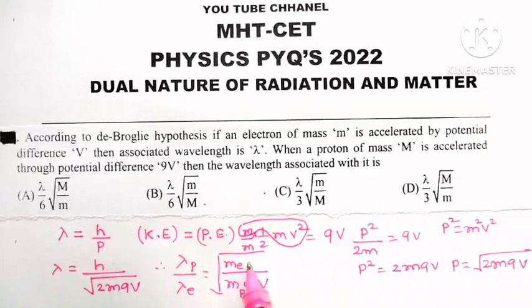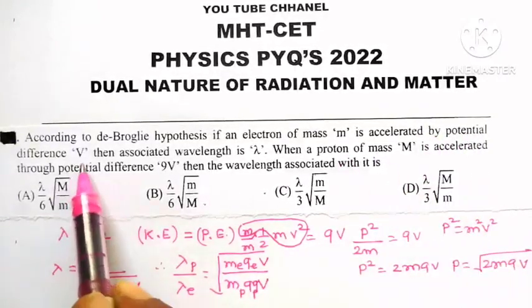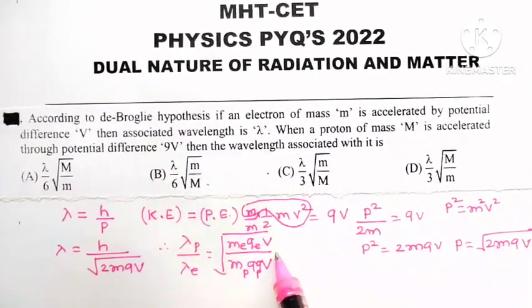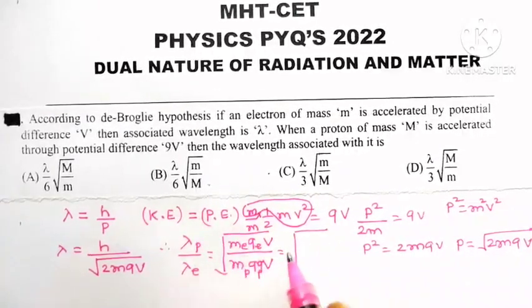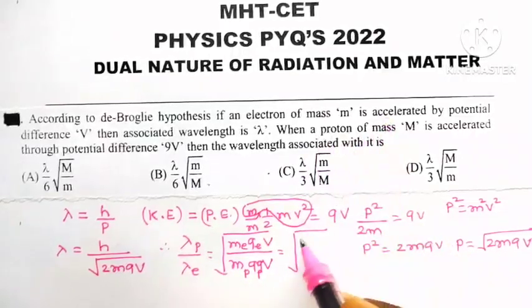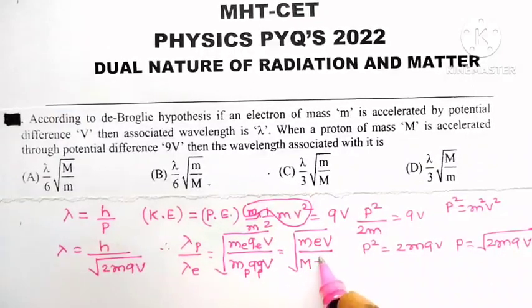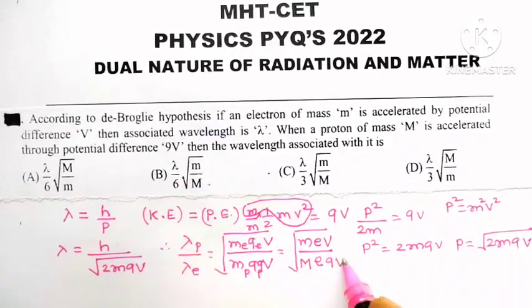Mass of electron into charge on electron into the potential difference through which the electron is accelerated, that is V. So lambda p divided by lambda e is equal to the square root of, now see here, mass of electron is denoted by small m, charge on electron is e, potential difference through which the electron is accelerated is V, upon mass of proton, denoted by capital M, charge on proton is e in magnitude, and the potential difference through which it is accelerated is 9 times V.